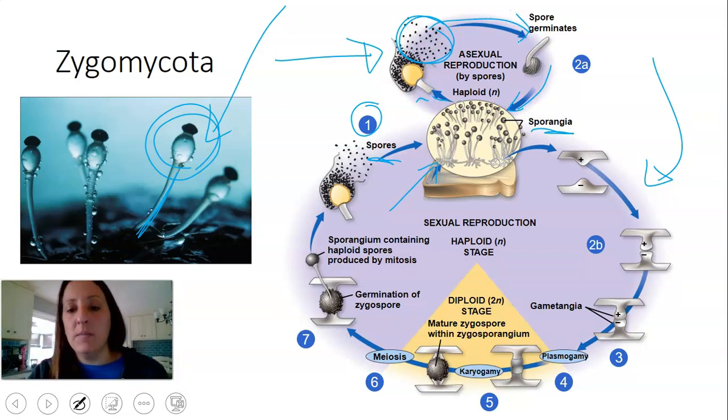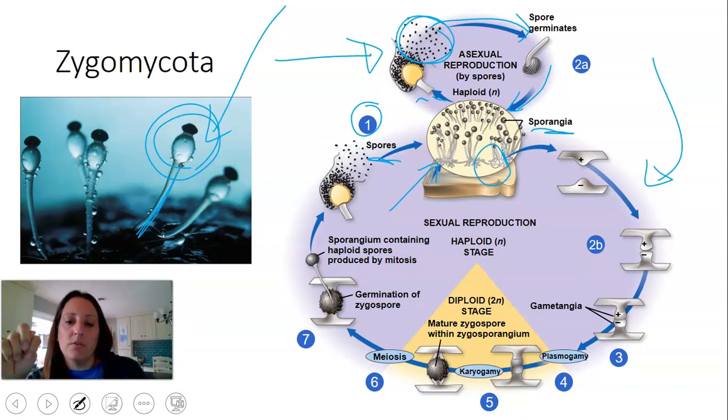Okay, now sometimes, again, if conditions favor this, we'll end up with sexual reproduction. So if we look right here, we've got 2 opposing but compatible mating types. We're going to call them the plus and minus mating types.